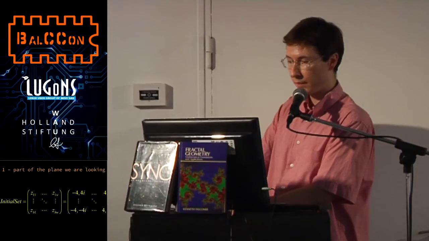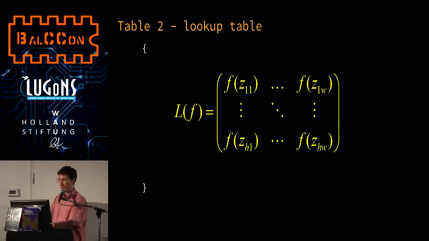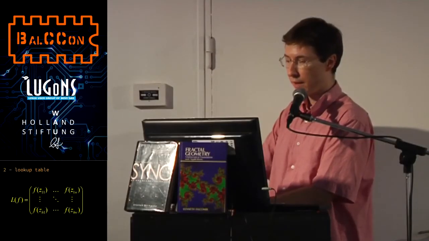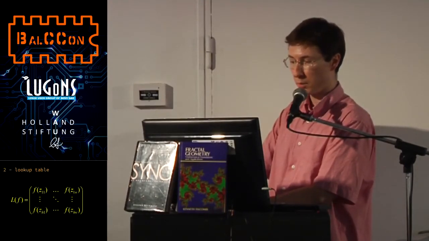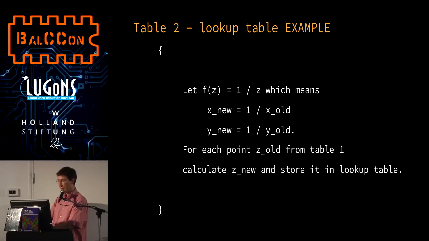So table 2 is of fundamental importance. It is the table that contains pre-calculated values of a complex function f of z, where z is taken from table 1, which contains the coordinate system that we wish to use to draw fractals and other things. So, for example, if f of z is the inverse of z, then we take each point from table 1 and calculate the new z once, store it in the lookup table, and never calculate it again until we change the map or equation.